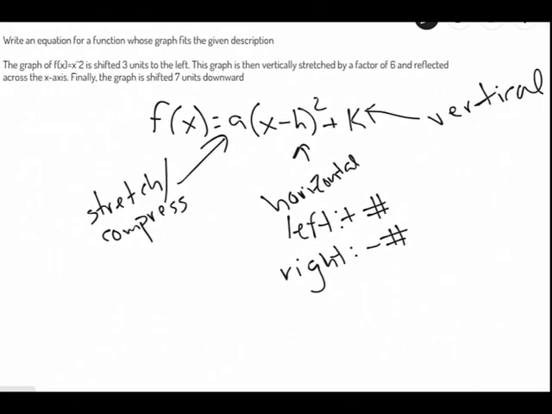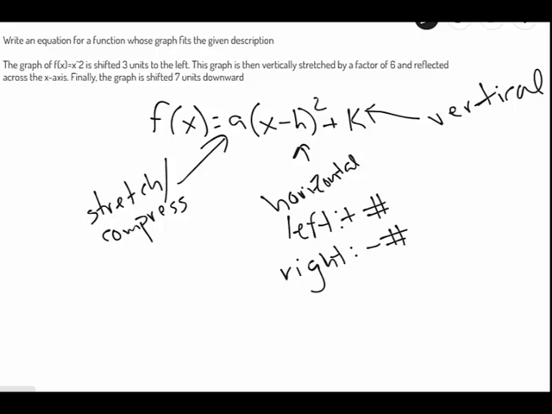So for this video, we are going to be writing the equation of a quadratic equation in vertex form when we are given a description. It says write an equation for a function whose graph fits the given description. We're working with the graph of f of x equals x squared, and it's shifted 3 units to the left. It's then vertically stretched by a factor of 6, reflected across the x-axis, and finally it is shifted 7 units downward.